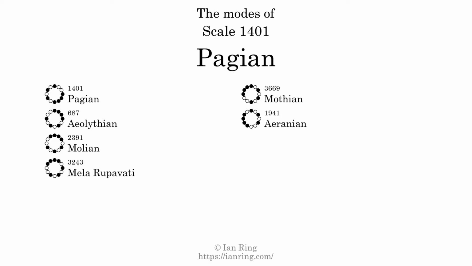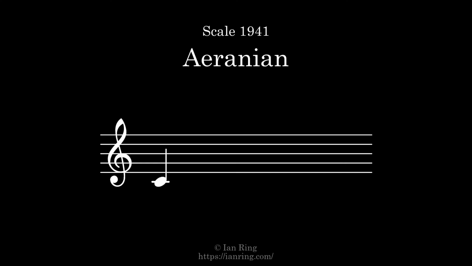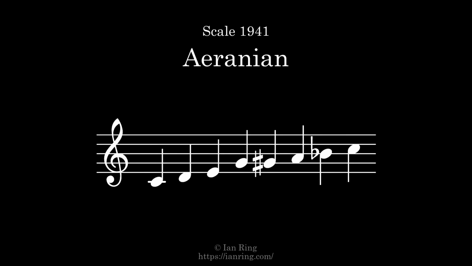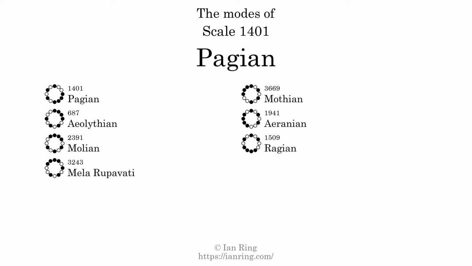The sixth mode is scale 1941, also known as Iranian. It sounds like this. The seventh and last mode is scale 1509, also known as Rajan. It sounds like this.